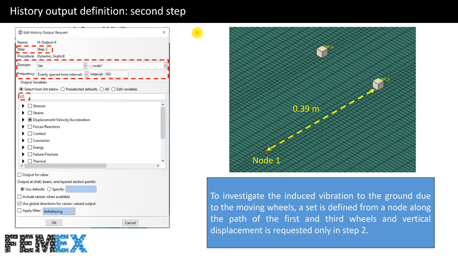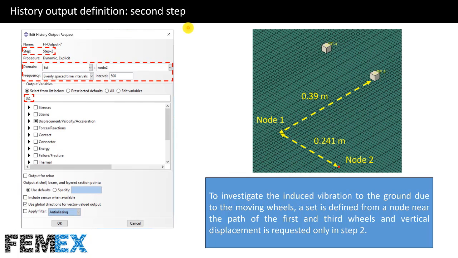And to investigate the induced vibration to the ground due to the moving wheels, a set is defined from a node along the path of the first and third wheels, and vertical displacement is requested only in step 2. Also, to investigate the induced vibration to the ground due to the moving wheels, a set is defined from a node near the path of the first and third wheels, and vertical displacement is requested only in step 2.